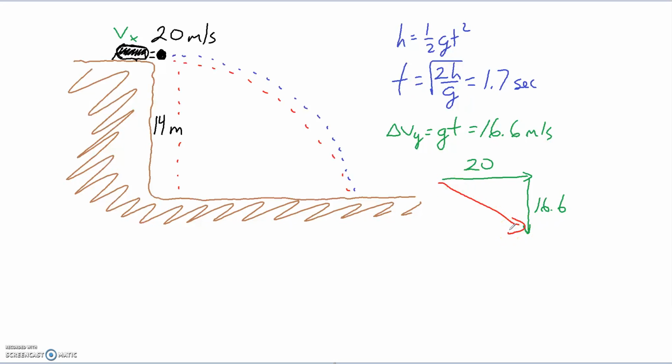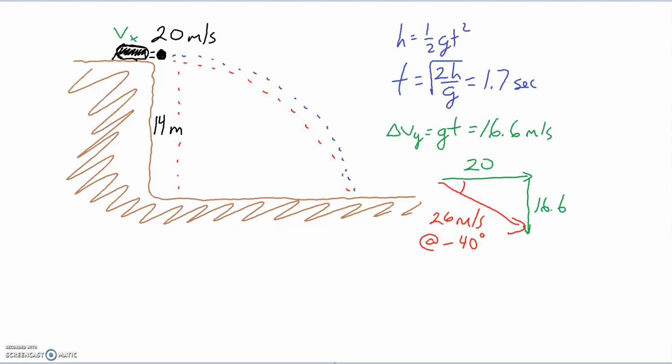So we can use our trig and Pythagoras to figure out how fast it's going at the angle. If we use basic Pythagoras, we find that it is 26 meters per second, and then using basic trigonometry, we can find the angle right here, and it would be hitting at approximately -40 degrees.